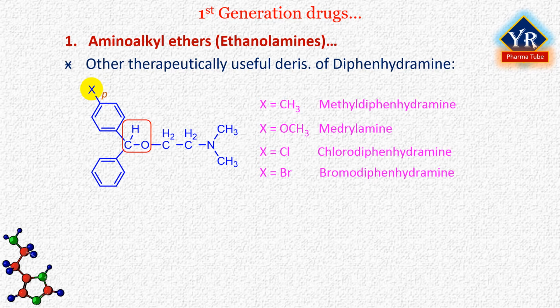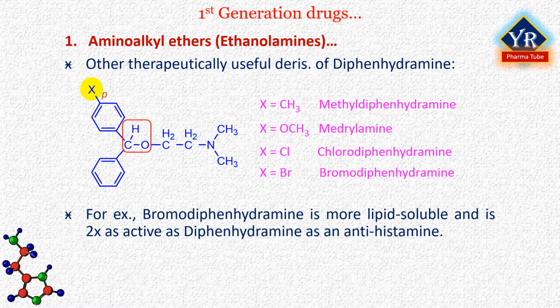Substitution of a methyl group produces methyldiphenhydramine, a methoxyl group produces medrylamine, a chloro group produces chlorodiphenhydramine, and a bromo group produces bromodiphenhydramine. These derivatives are reported to have superior therapeutic profiles relative to diphenhydramine as a result of reduced side effects. For example, bromodiphenhydramine is more lipid soluble and is twice as effective as diphenhydramine as an antihistamine.